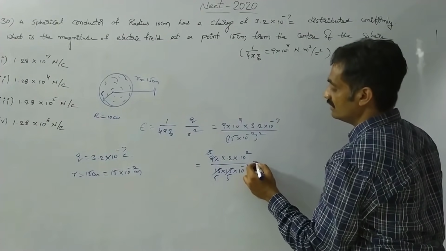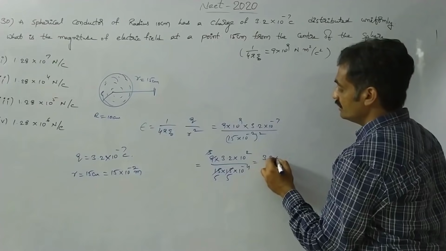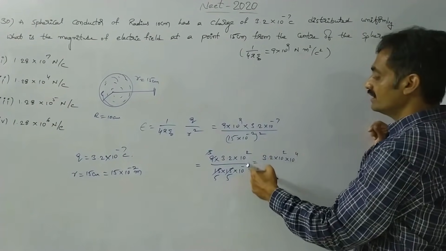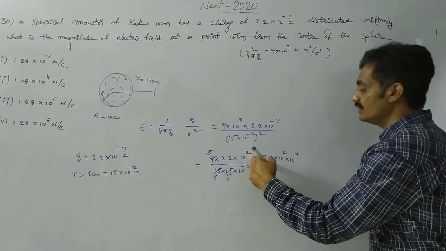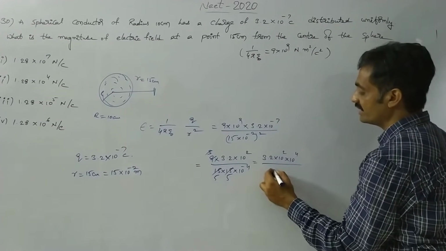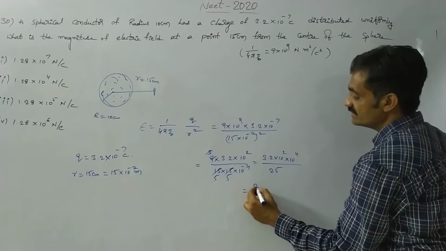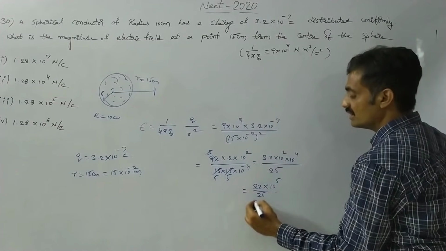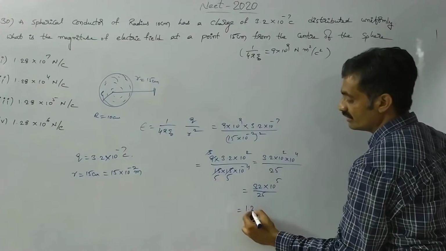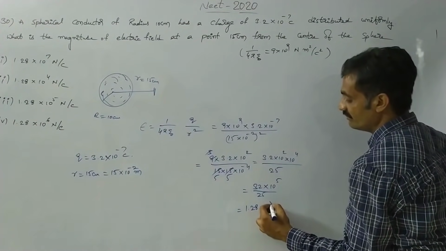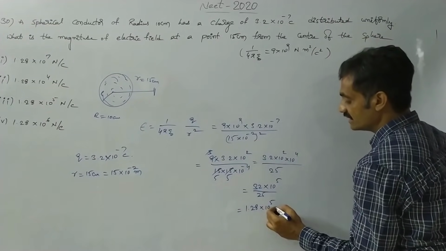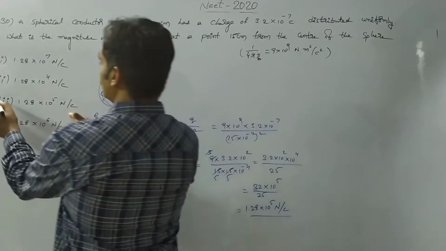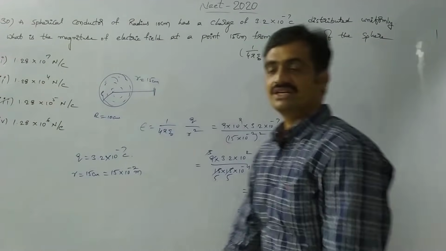So here we have 3.2 into 10 to the power of 2 into 10 to the power of 4. Why? Because if you bring 10 to the power of -4 to the numerator, then we can write it as 10 to the power of 4 by 25. So I am going to write this equation as 32 into 10 to the power of 5 by 25. On solving 32 by 25, we get 1.28 into 10 to the power of 5. So here we have represented the electric field, the unit is Newton per coulomb. So option is 3. Take a screenshot, we will continue.